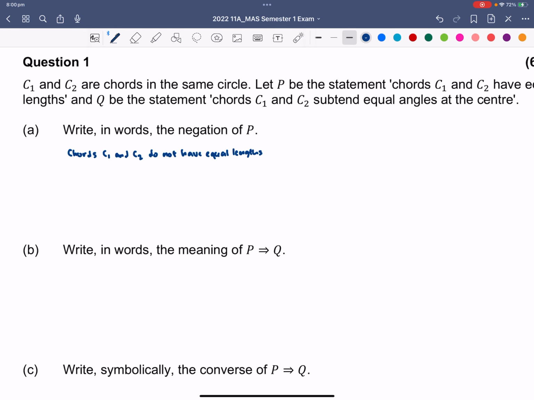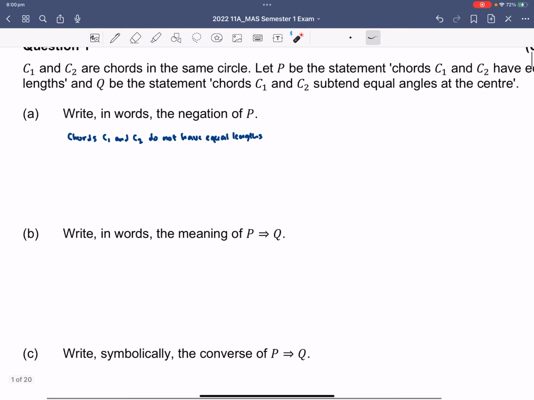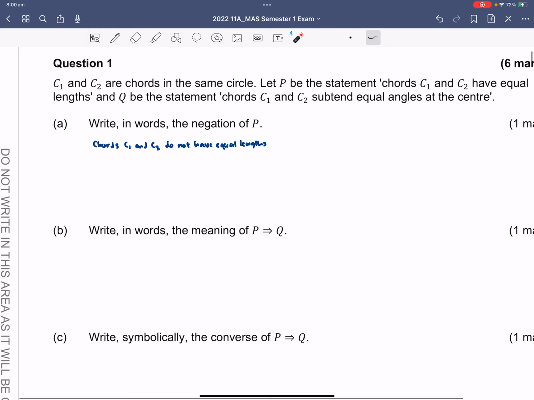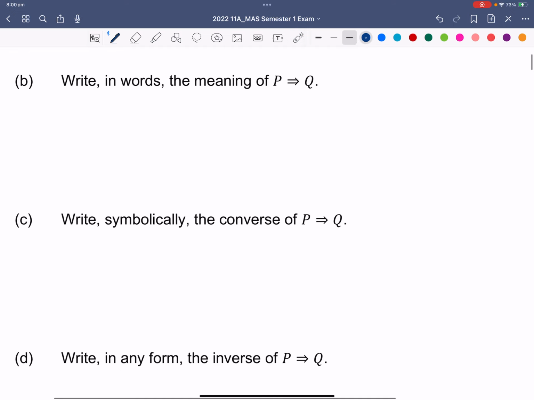Okay, write in words the meaning of this. Now everyone knows that this means if P then Q. But we have to relate it to the actual concept. So if P then Q, so if chords C1 and C2 have equal lengths, then Q, meaning therefore chords C1 and C2 subtend equal angles at the center. So we have to write if P then Q, but in words.